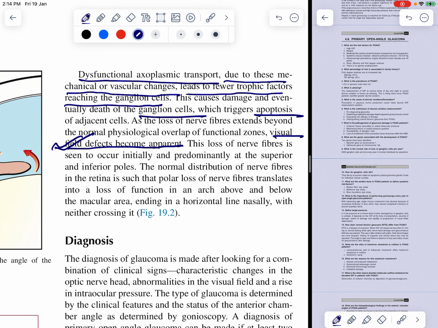This loss of nerve fibers is seen to occur initially and predominantly at the superior and inferior poles. Again, a question for viva. The normal distribution of nerve fibers in the retina is such that polar loss of nerve fibers translates into loss of function in an arc above and below the macular area, ending in a horizontal line nasally with neither crossing it.